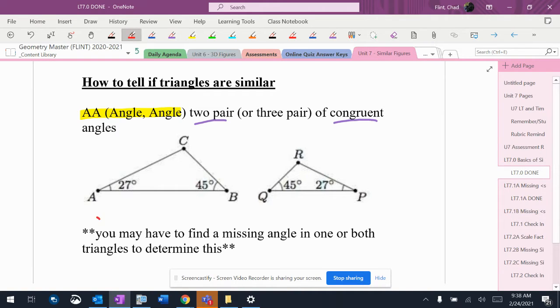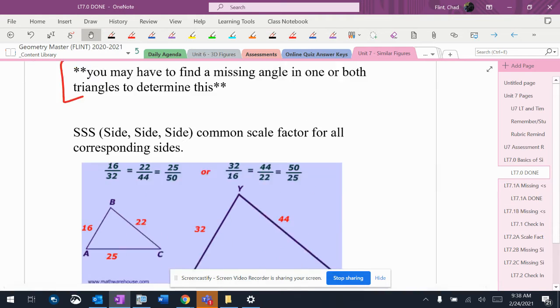You will often have to find a missing angle. All right, so if I know these two, earlier in the year we found a missing angle, and then we talked about what it was. So we might have to do that because we might know two of the angles, but need that other angle to be able to answer the question. So keep that in mind. Angle is the most common way to show that triangles are similar.